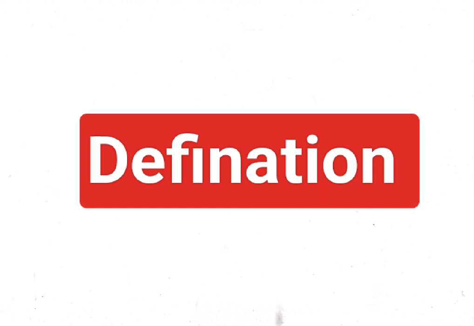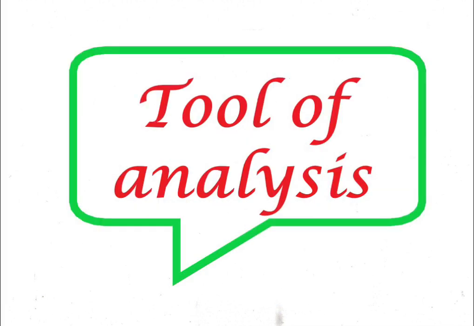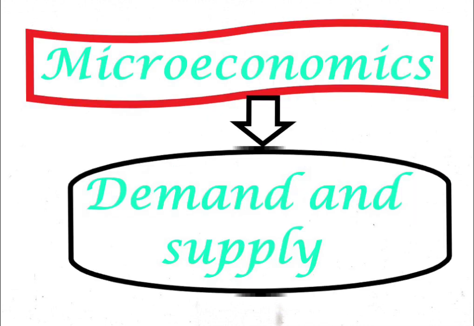Basically, the simple difference in their definitions is that microeconomics studies the behavior of individual economic agents of an economy. Whereas macroeconomics tries to study the behavior of aggregates of an economy as a whole. Now we will move to the second point, that is tool of analysis.